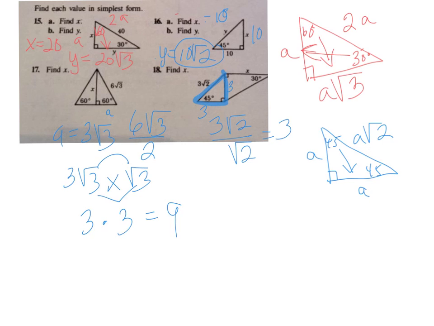And now I just have to find x. So if I know the side opposite the 30-degree angle is A, then I know the hypotenuse is 2 times A, but this is the hypotenuse. So 2 times A is 2 times 3, which is 6. And then to get the adjacent side, I know it's A times the square root of 3. So if A is 3, it would be 3 square root of 3. So x is 3 square root of 3.